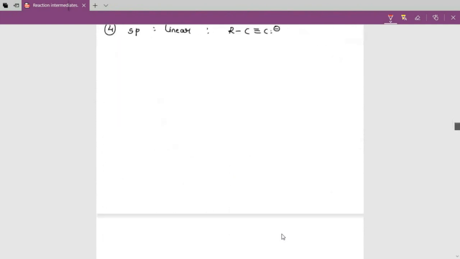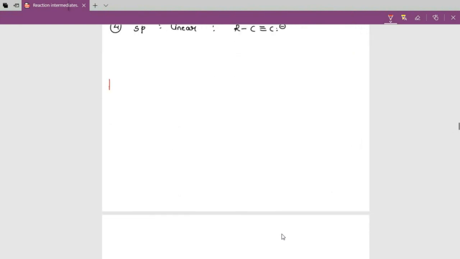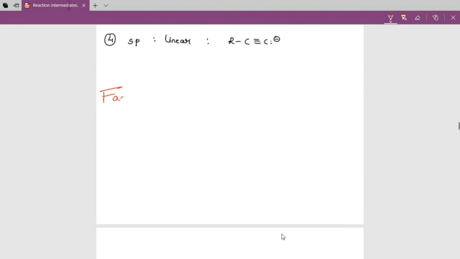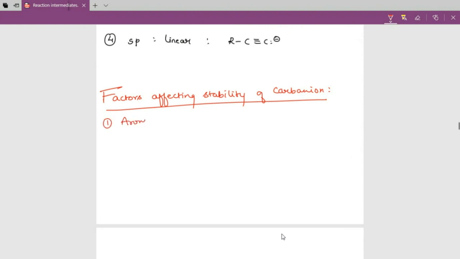Okay, coming to factors affecting stability of carbanion. Similarly, if there is aromaticity, it could be very stable. Okay.